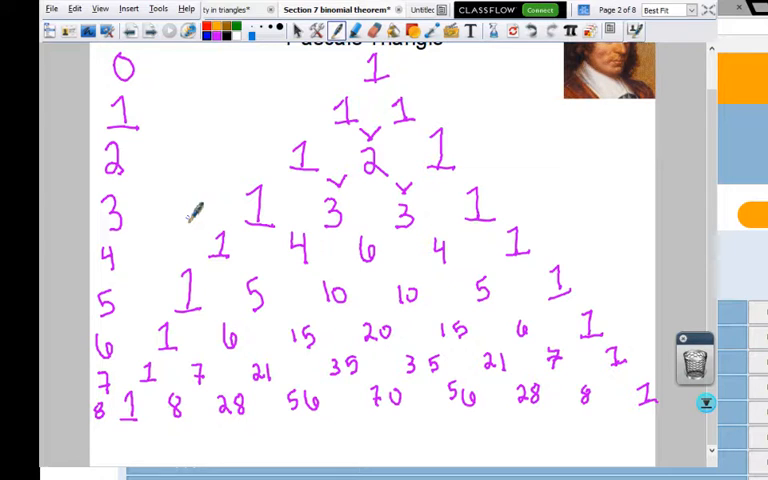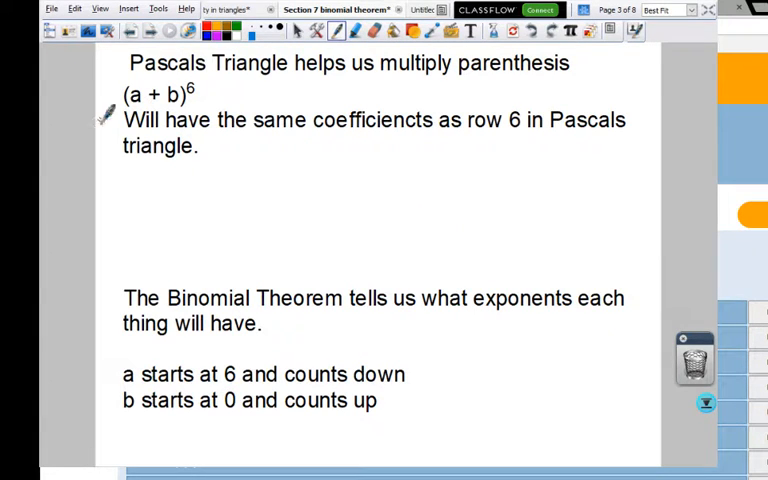Okay. So the reason for Pascal's triangle is there's actually a lot that goes on in this triangle. We're not going to talk about very much of it. But Pascal's triangle, along with what's called the binomial theorem, will help us when we have parentheses to an exponent. So, for example, what if I had a plus b to the 6th? A plus b to the 6th is not just a to the 6th plus b to the 6th.